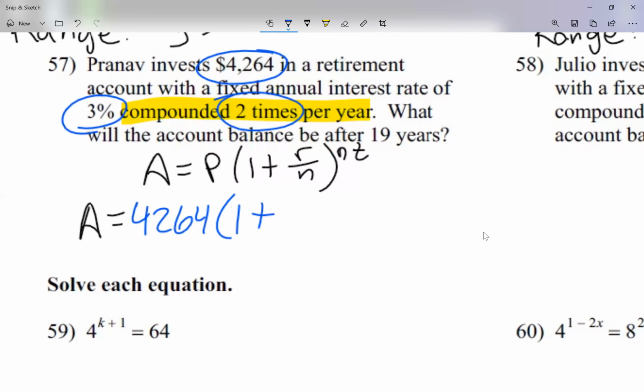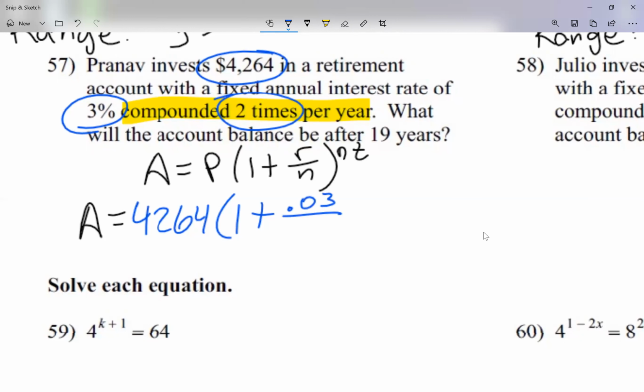Now 3% as a decimal, I write that as 0.03. Remember, you had to move the decimal 2 places to the left. Now, because it gets compounded 2 times a year, I'm going to put a 2 here at the bottom of my fraction. Now, my parentheses goes to N times T.